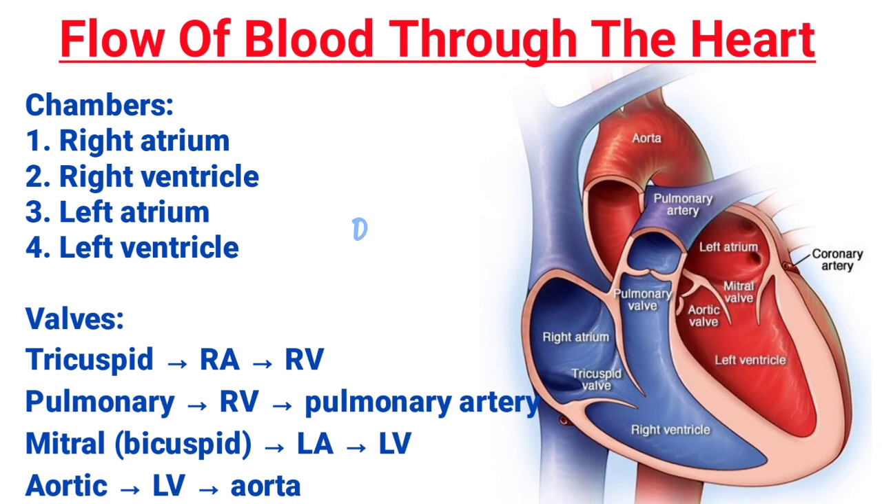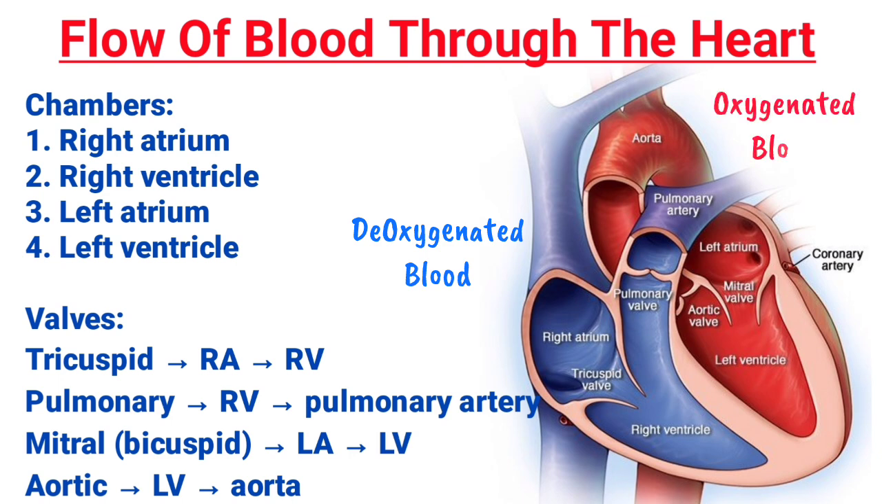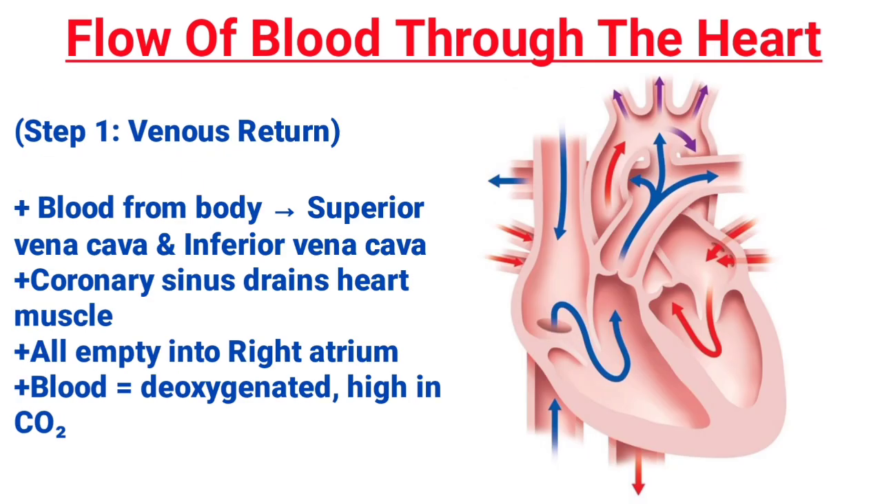The right side of the heart manages deoxygenated blood from the body, while the left side of the heart manages oxygenated blood from the lungs. Now, this is very important if you want to understand the step-by-step pathway of blood flow. So for the step-by-step pathway of blood flow, let's start with number 1, the venous return to the right atrium.